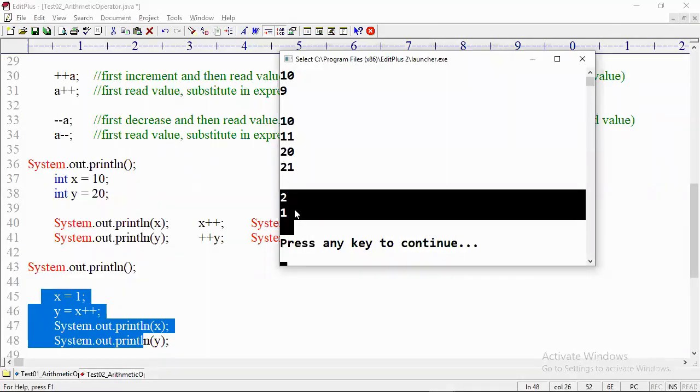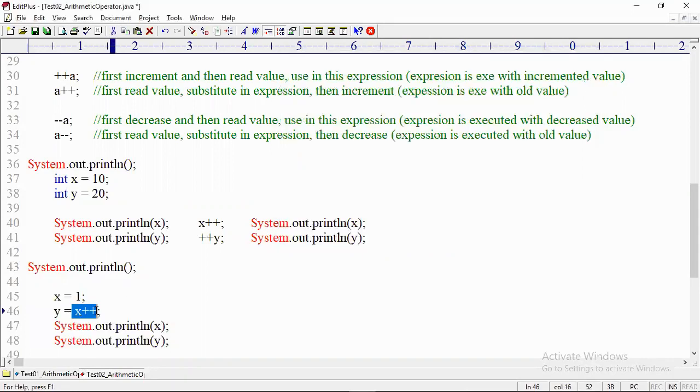Come on, all of you, think: why did you get output 2 1? Read the above points. Which operator have I used, pre-increment or post-increment? Post-increment. And tell me, what is the meaning of post-increment?